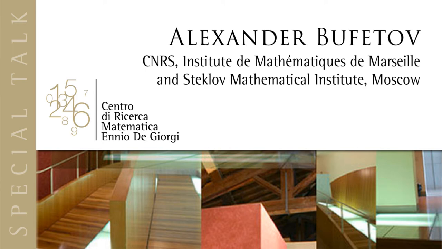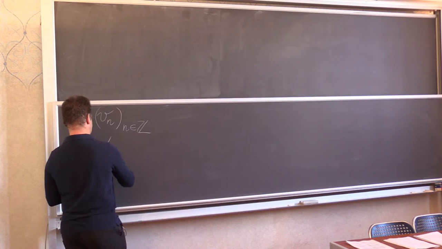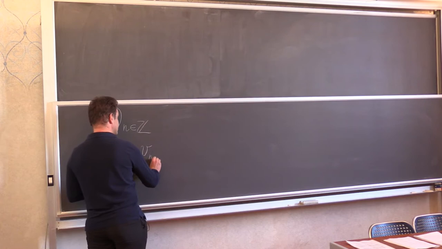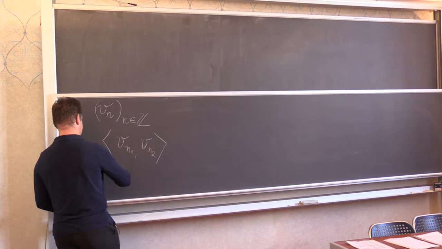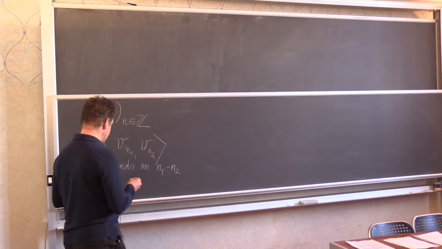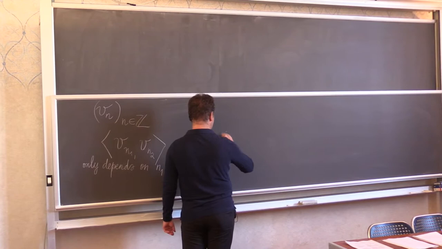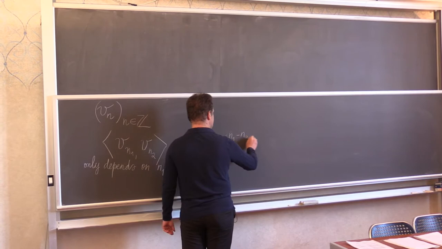Vectors, that is, we consider a sequence of vectors in Hilbert space. And this sequence is called stationary if the inner product of Vn1 and Vn2 only depends on the difference n1 minus n2. And at this point, by a standard theorem, this can be written as an integral, let me write it like this, z to the n1 minus n2, some measure of z.